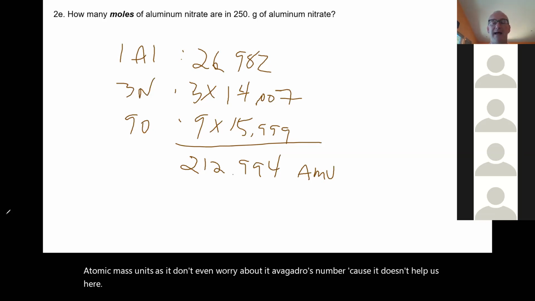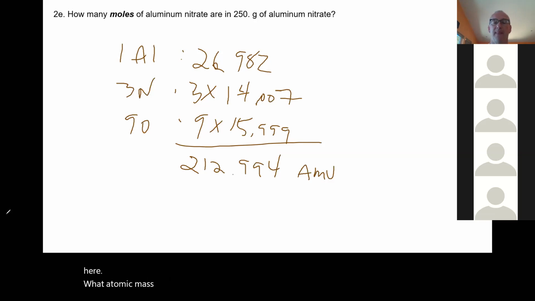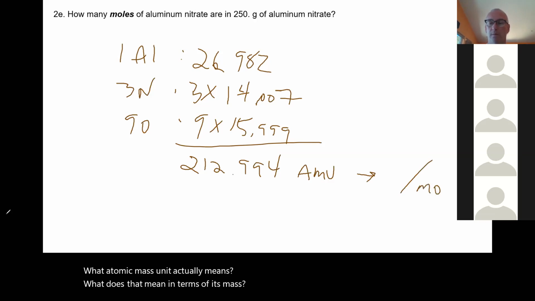What atomic mass unit actually means, what does that mean in terms of its mass per mole? If I have 212.994 atomic mass units, what's its mass per mole? Don't even worry about it. Avogadro's number is not going to help you.